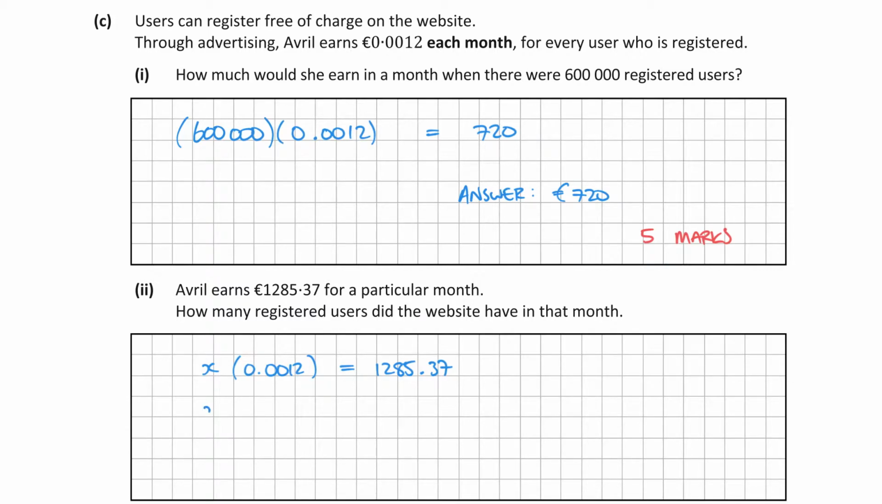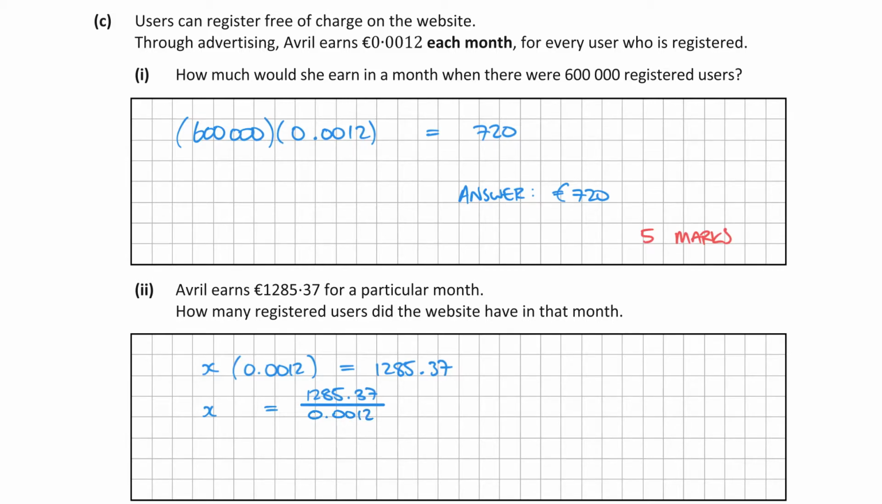So to find out what X is equal to, what I need to do is divide the left hand side by 0.0012 to get X by itself. So X is by itself if I divide this side by 0.0012, but I have to make sure I do the same to the right hand side. So I've got 1,285.37, and what I need to do is divide it by 0.0012.